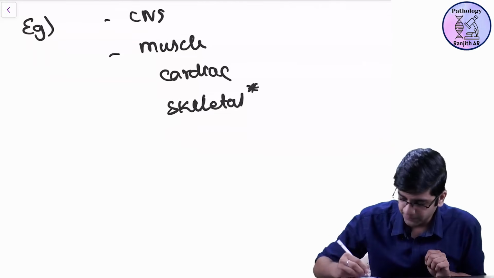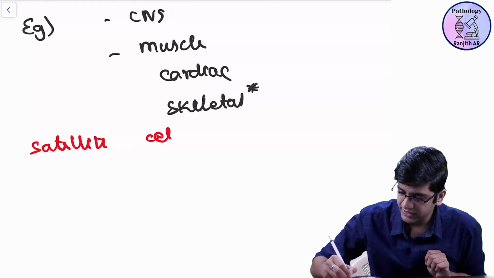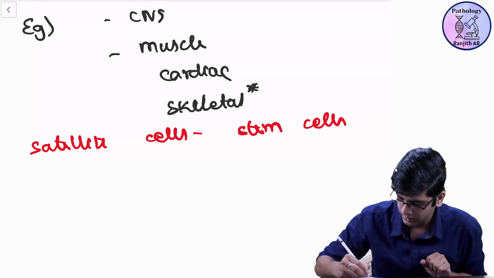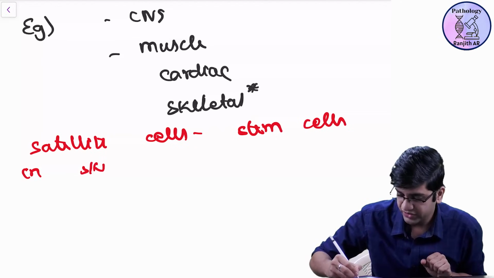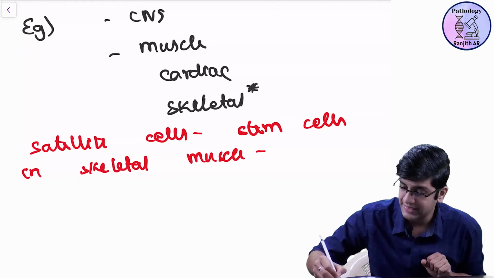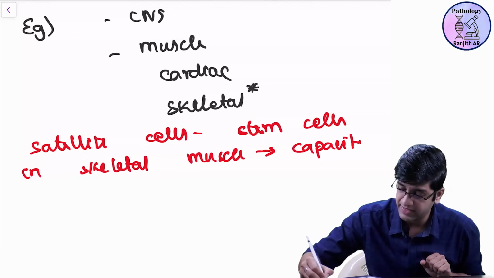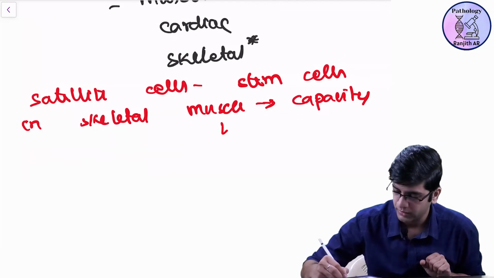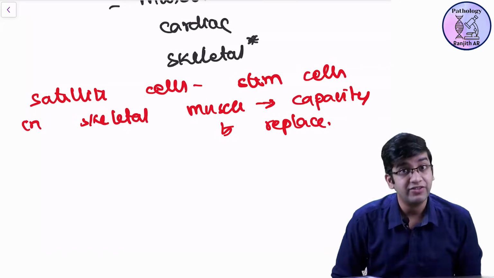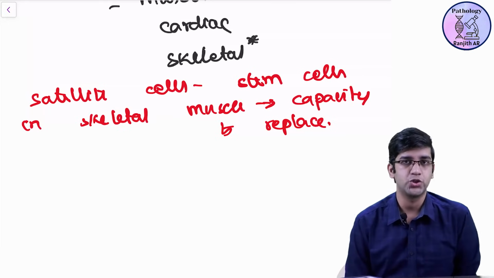Why it's the star is, there are satellite cells which are stem cells in a skeletal muscle. They can regenerate, they have the capacity to replace a damaged tissue. There are evidences for cardiac muscle as well. Even there are evidences for CNS as well. But still I keep them in permanently differentiated tissue only.